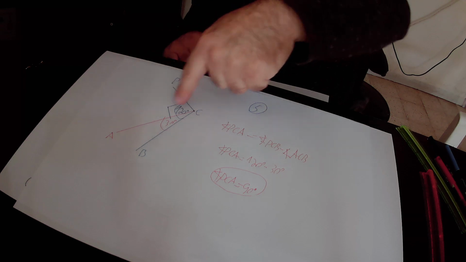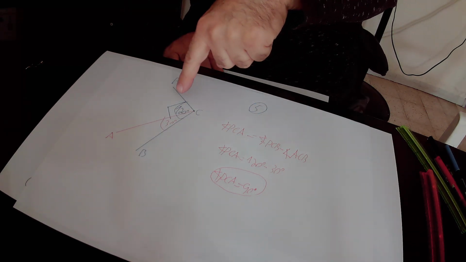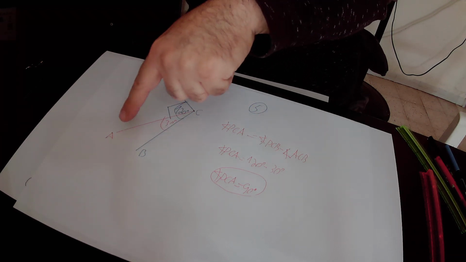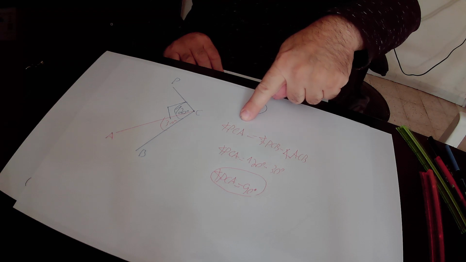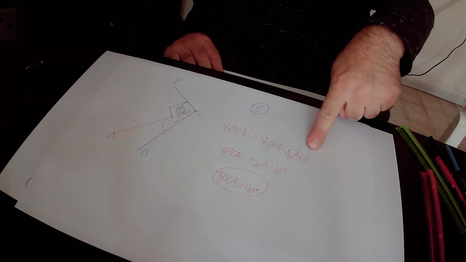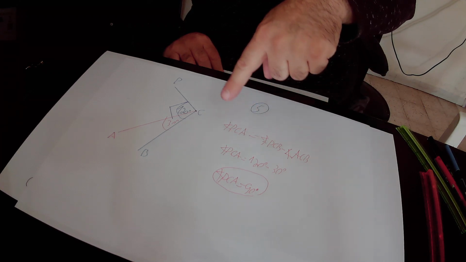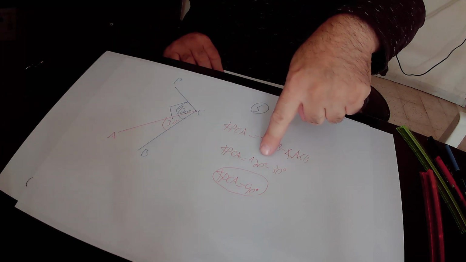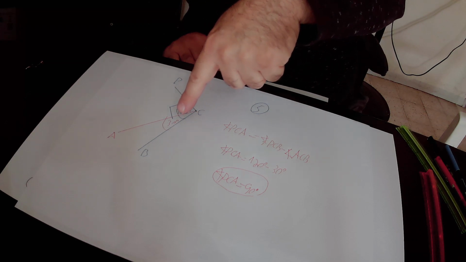The small angle ACB equals 30 degrees. Therefore, the missing angle PCA will be equal to the big angle PCB minus the small angle ACB. So the missing angle PCA is equal to the big angle PCB, that is 120 degrees, minus the small angle ACB, that is 30 degrees.